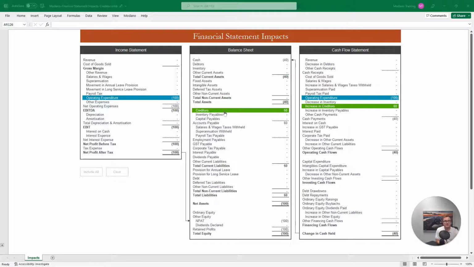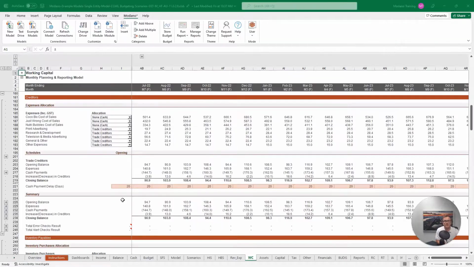This adjustment to creditors is also matched with an adjustment to the cash payments within the operating section of the cash flow statement. Looking at the cash flow statement, we have our $100 of expenses incurred, less the $60 of expenses that have not yet been paid in cash, leading to our net change in cash of $40 of expenses that have been paid.